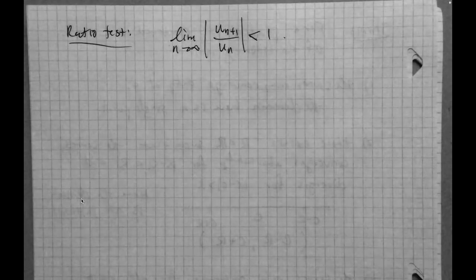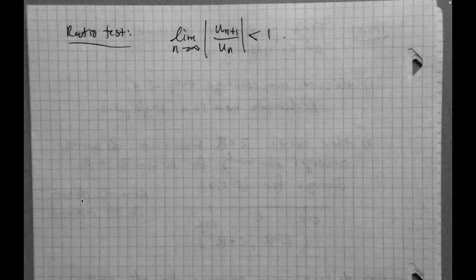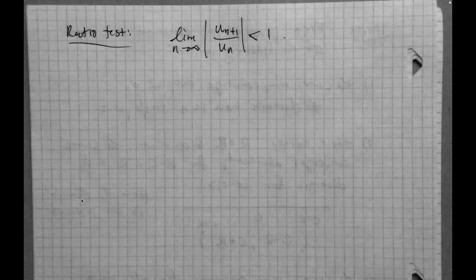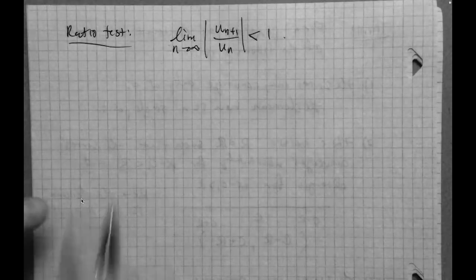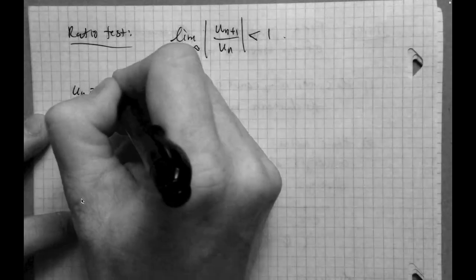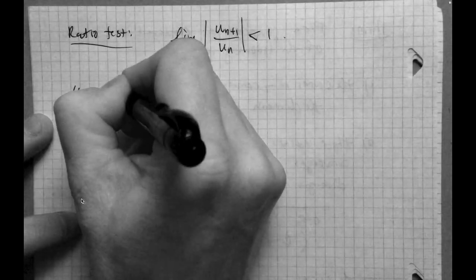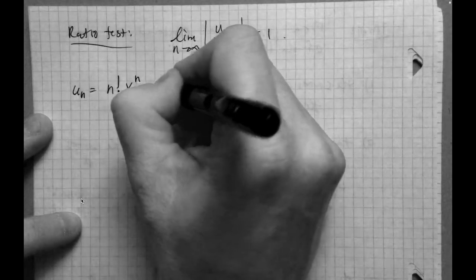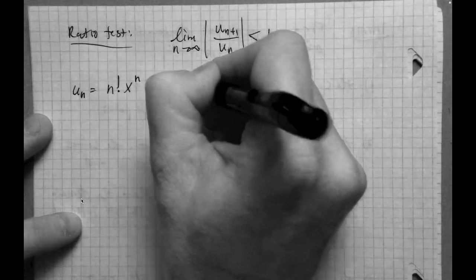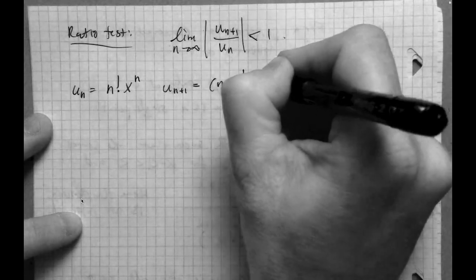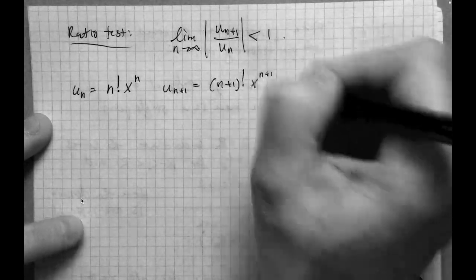Right? So the ratio test says that this is how this will have to work, right? So for our series, we will let u of n be equal to n factorial times x to the n, and so that means u of n plus 1 will be equal to n plus 1 factorial times x to the n plus 1 power.